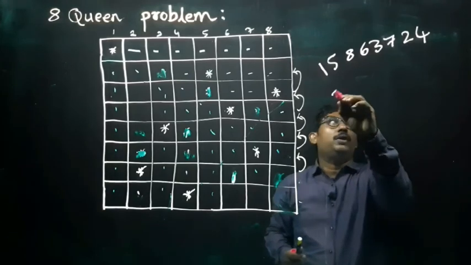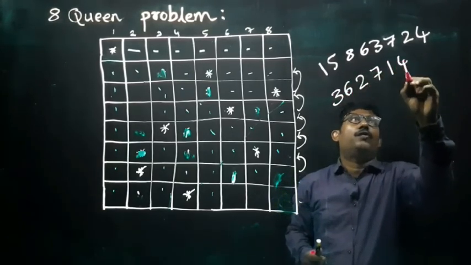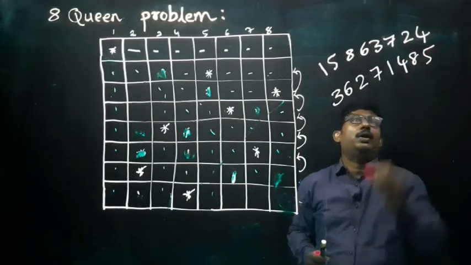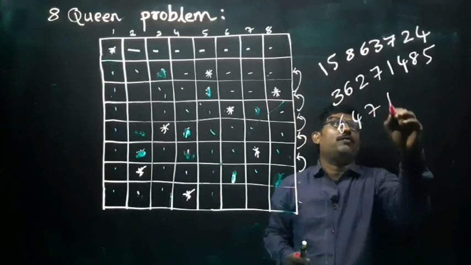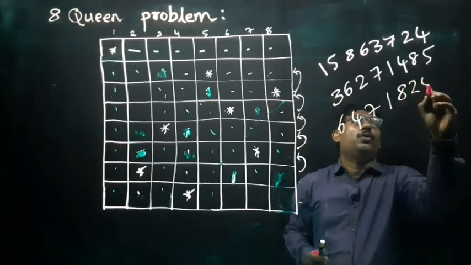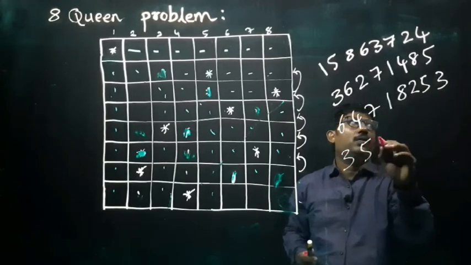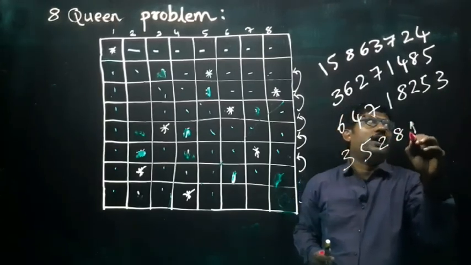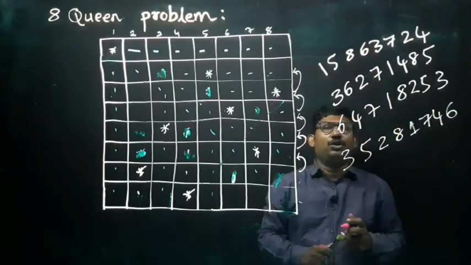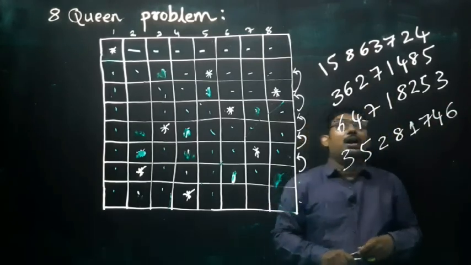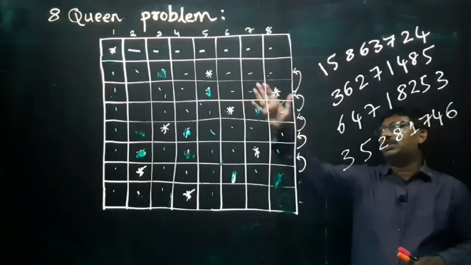Next comes 3, 6, 2, 7, 1, 4, 8, 5. The next one is 6, 4, 7, 1, 8, 2, 5, 3. The next one is 3, 5, 2, 8, 1, 7, 4, 6. So 4 different solutions are given, and if you try you can get 8 more solutions for this particular 8 queens problem.